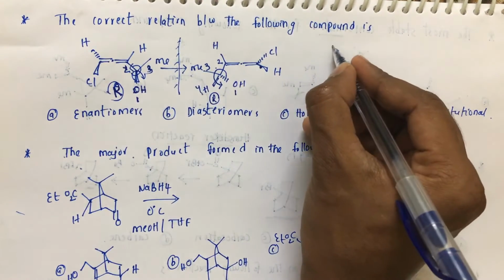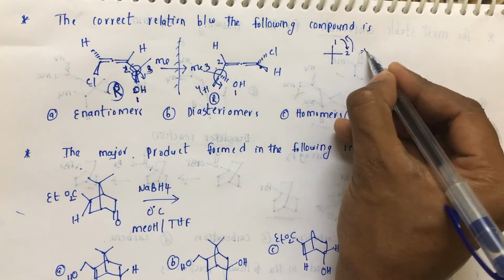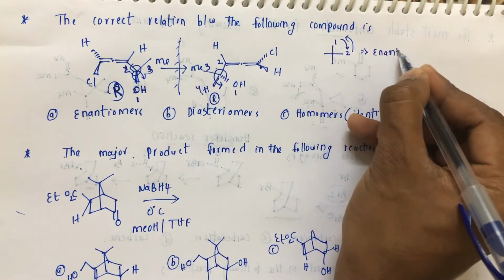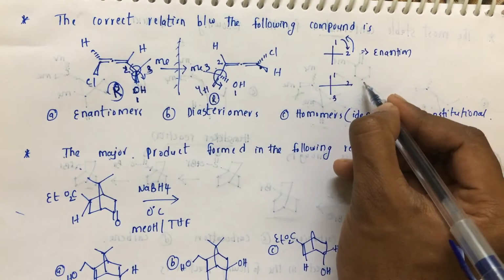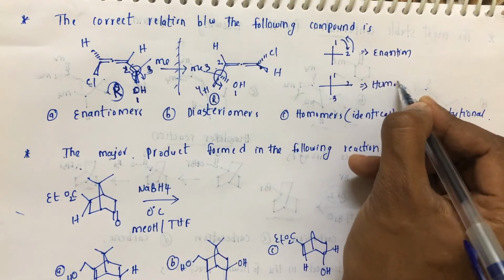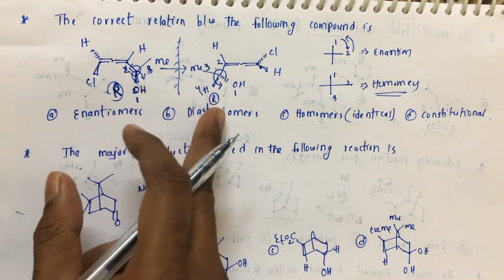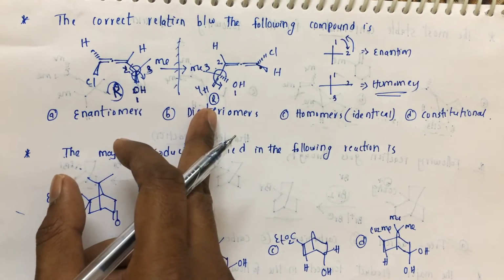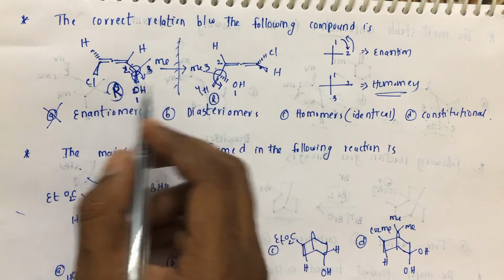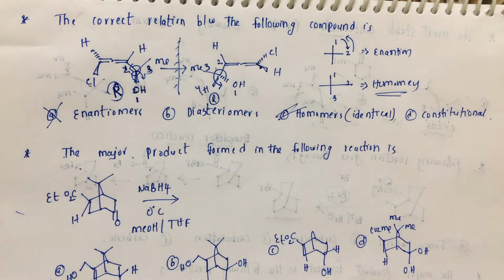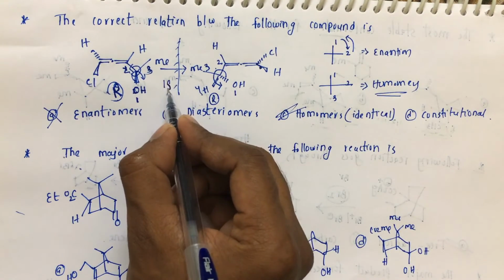There is one rule: if we do a mutual exchange of 1 and 2, this is called enantiomers. When we do a mutual exchange of three groups, that is called homomers or identical. So this is a mirror image only, but the configuration is the same here, R and R. Because of that reason we can eliminate the enantiomers. Since both configurations are the same, we can go for homomers or identical. And this one they just rotated by 180 degrees, that's it.